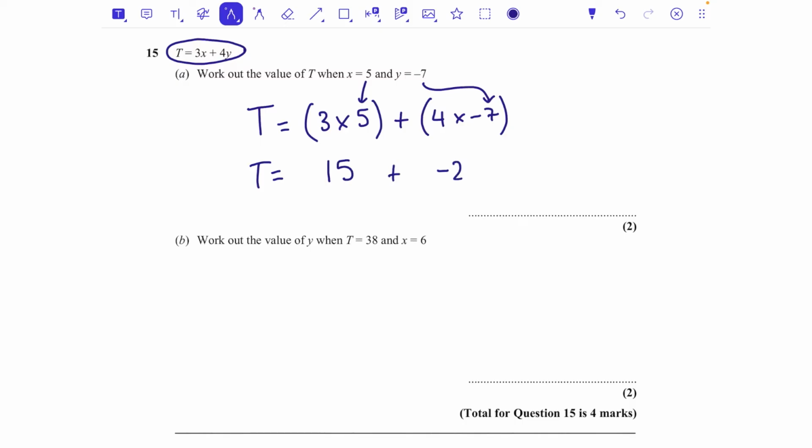So t is 15, that's 3 times 5. Add -28, that's 4 times -7. And when we're adding a minus, we're taking away. So 15 take away 28 is -13. And that would be my final answer.